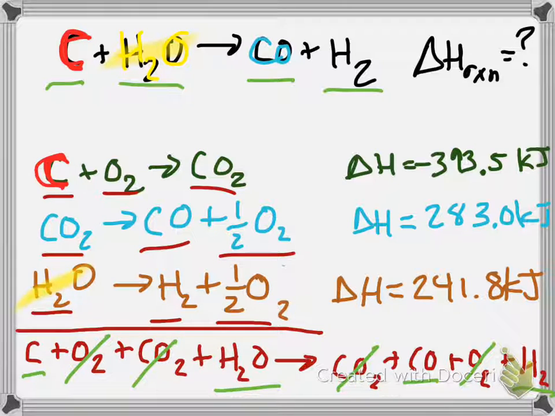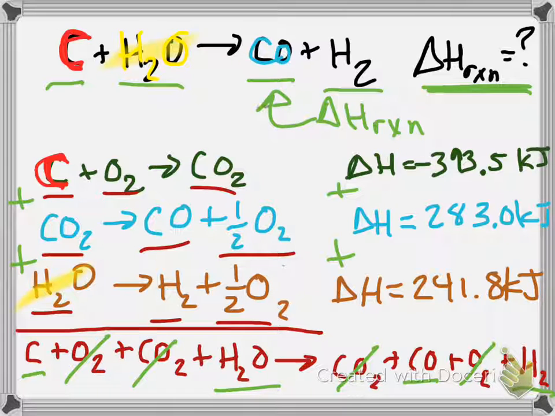So we've created our reaction. So now we need to determine what is the enthalpy of the reaction. So all we're going to do is, just like we added each of these equations, we are going to add each of their enthalpies together. So we have negative 393.5 plus 283 plus 241.8, and our delta H of this reaction will be 131.3 kilojoules.